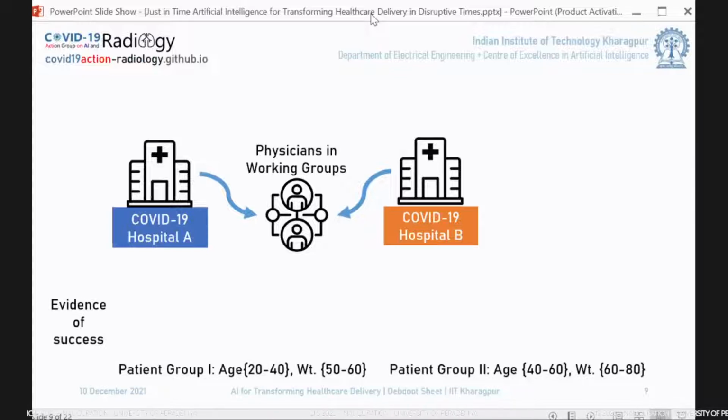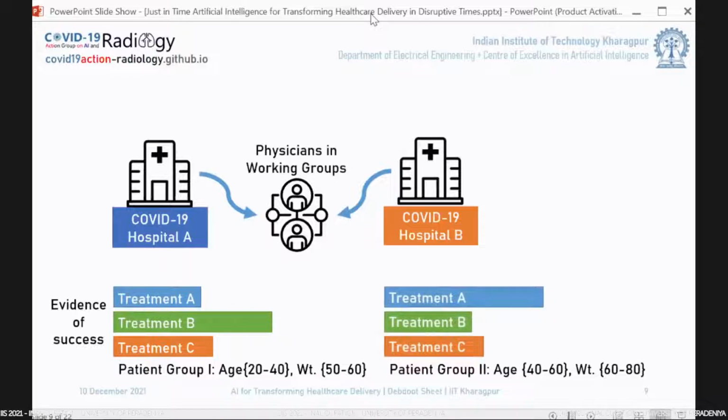Now, when they come together, interestingly, they see something like this: in hospital A, I have patients in the age group of 20 to 40 and in the weight category of 50 to 60. In hospital B, I have patients with a very different age group, 40 to 60, which is the next 20-year part. Also, the weight of the patients is between 60 and 80. Typically, the nature of the patients is itself very different between the two hospitals. So it's not unusual that the treatment given to these different groups of patients will also end up being different. And that's essentially what we see.